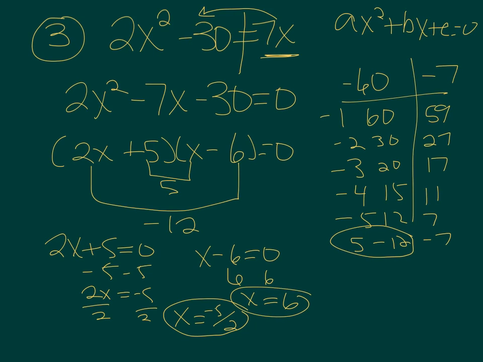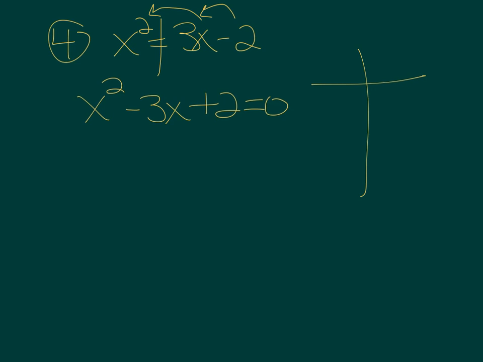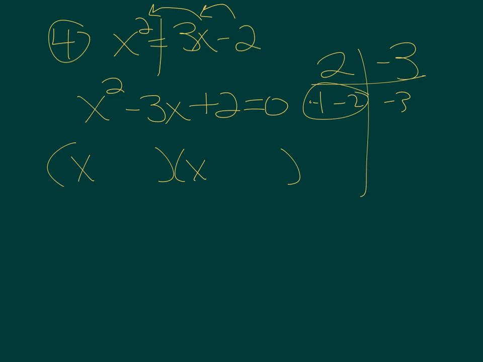All right, one more. All right, again, this one's not in order, so I need to move my 3x and my negative 2 over. So I have x squared. Now when we cross the equal sign, it becomes a negative 3x, and my negative 2 becomes a plus 2. Okay, so a times c is 2, and negative 3. Okay, so now here I want to multiply to be positive, add to be negative. So negative 1 and negative 2 is negative 3. So there are my problems.